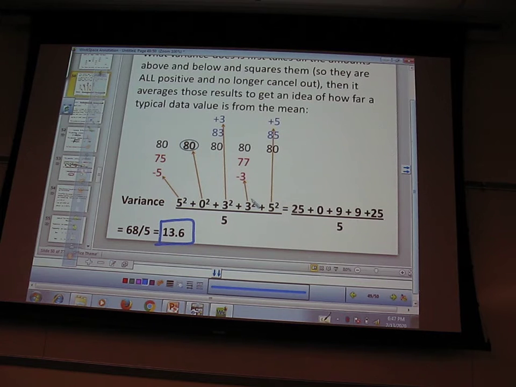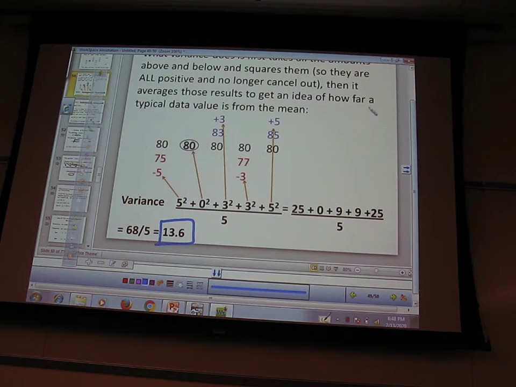Everybody understand how we got to that? We find out how far each value is from the mean. We take all those values, we square them, and then we average them. We add them up and divide by how many there are. That's population variance.